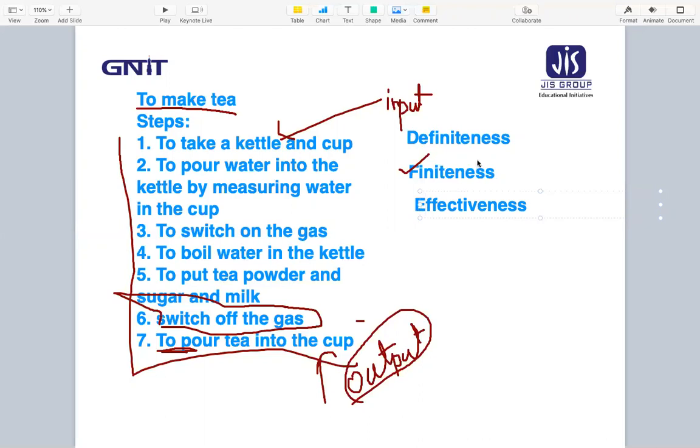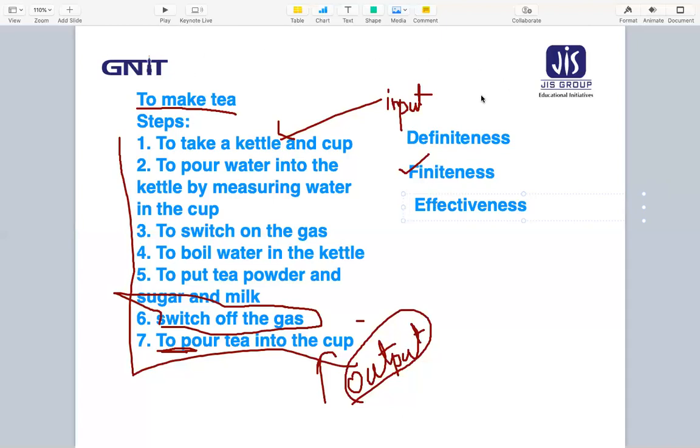So that is what the algorithm teaches us: effectiveness means whatever we are writing, that program should run in a finite amount of time. So that finite amount of time is the effectiveness.